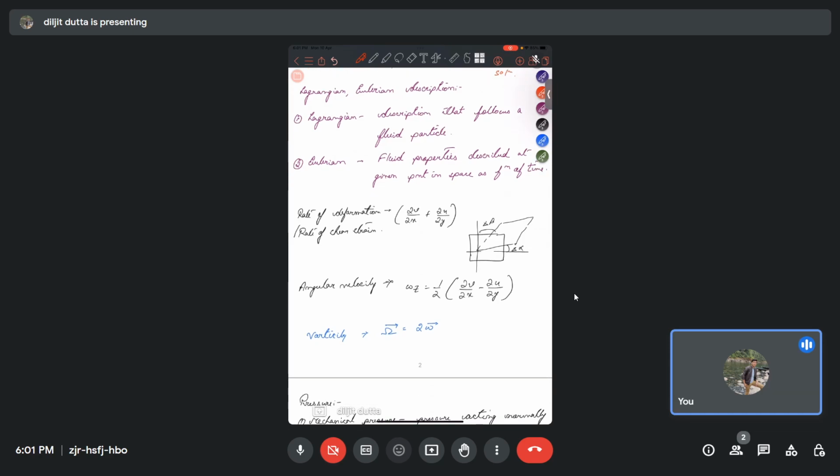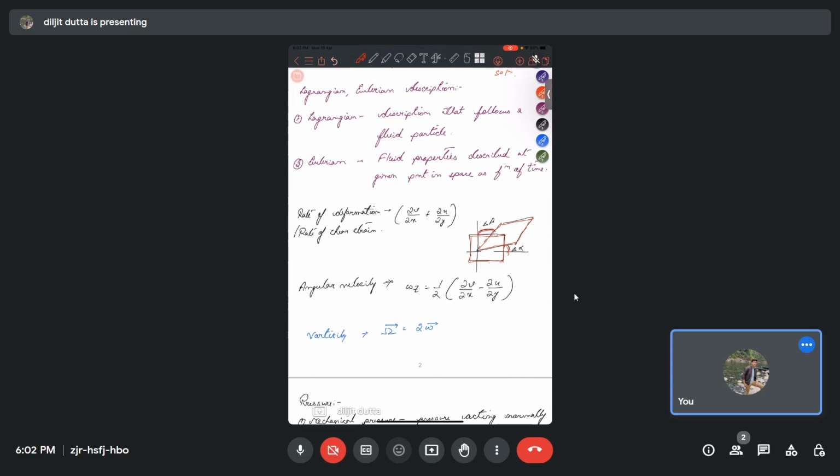Then there is something called rate of deformation. It is similar to strain in solid mechanics. Suppose this is a 2D fluid element. Due to shear stresses on the fluid particle, the fluid element has deformed to take a rhombus or parallelogram shape, so there will be an angular deformation in both x as well as y.